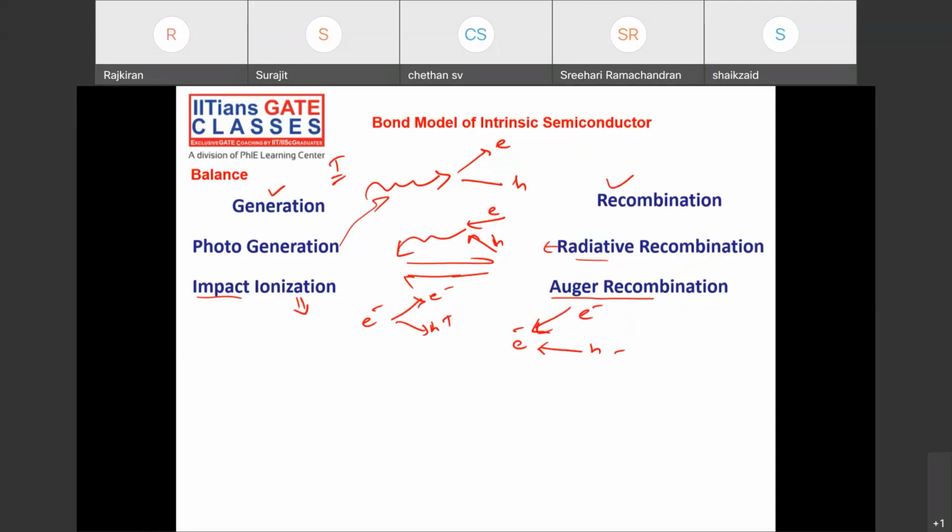Is that possible or not? See, the electron and hole pair are moving around somewhere. They may meet at one point, and here one electron will be there. They can give the energy to that electron or not.